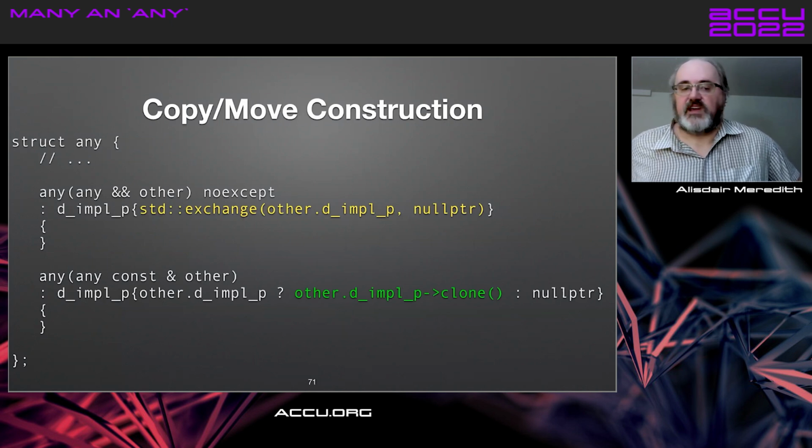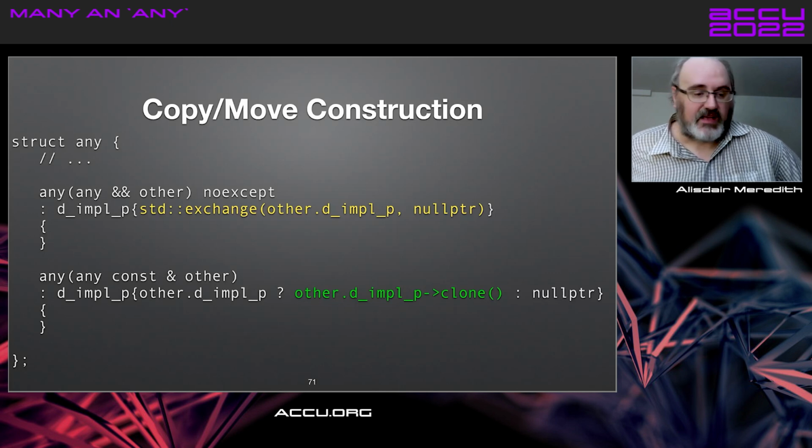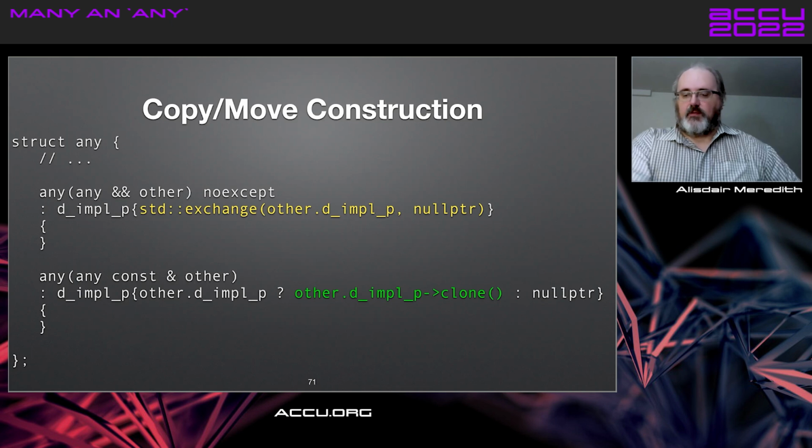The copy and the move constructor. Same deal. For the move constructor, I'm going to do the exchange of the input pointers with a null. And for the copy constructor, that's where the clone function comes in. Now, if I'm going to call clone, I'd better make sure that the other actually has an impl. So even though I like to do all my things in one line where I can, just to not have too much state messing about, I've got my ternary here that says, if you have a value, clone it. Otherwise, you don't have a value.